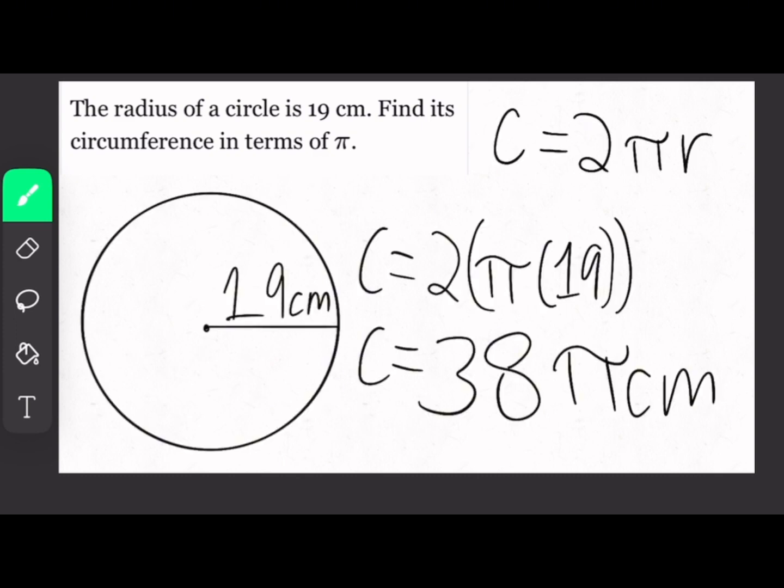So if the radius of a circle is 19 centimeters, and circumference takes diameter or 2 radius, then you'd have to double 19 to get 38, and since it wants the circumference in terms of pi, you'd leave it like this.